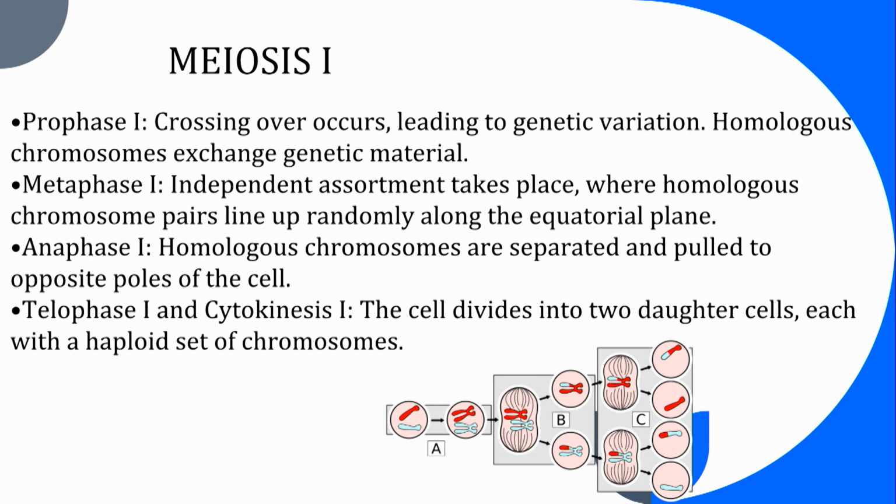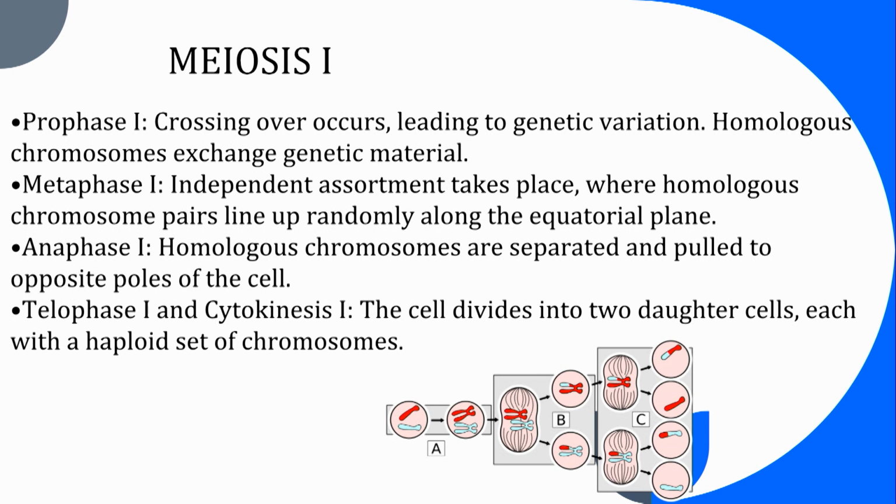But there in B, when they line up and form that tetrad, they're going to cross over, and now they're going to exchange some genetic material. So now the top chromosome has a little bit of blue, and the bottom chromosome has a little bit of red. So we mixed up the genetic material a little bit.